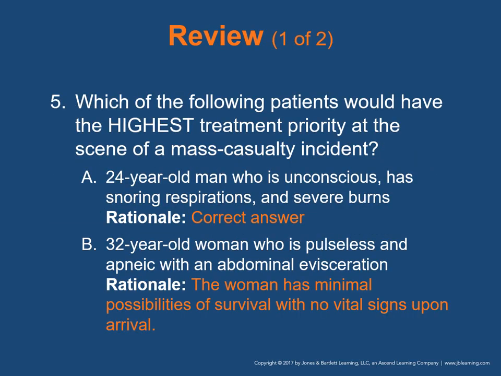So let's review these. Which of the following patients would have the highest treatment priority at the scene of a mass casualty incident? A, a 24-year-old man who's unconscious, has snoring respirations and severe burns. It's the correct answer. B, a 32-year-old woman who is pulseless and apneic and has an abdominal evisceration. She has minimal possibility of survival and she has no vital signs. Now they may be there, but so faint you can't detect them, and she may rouse later. We talked about that possibility a little bit earlier. But in an MCI, she's going to be tagged black, or black tagged, and you're going to go on to, in this case, the 24-year-old man.